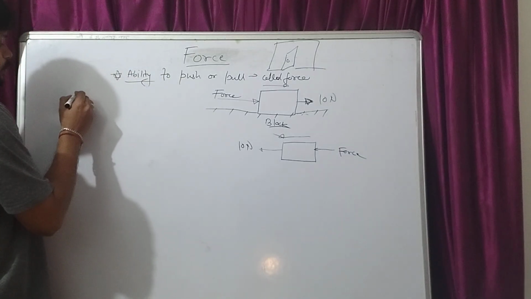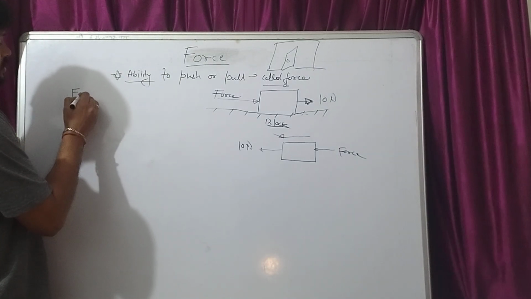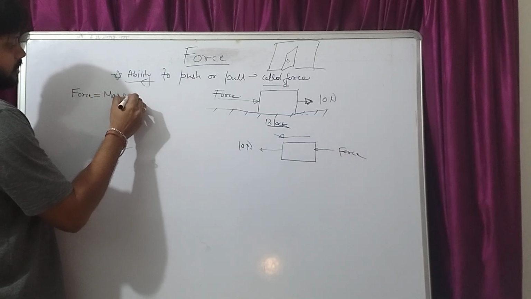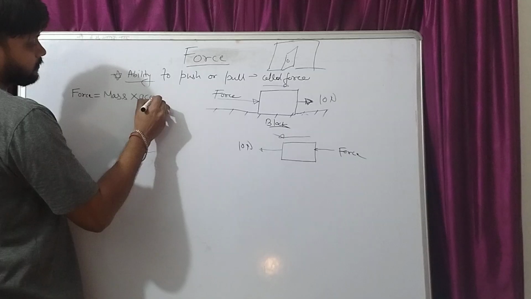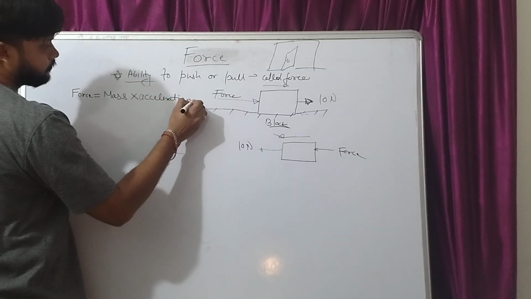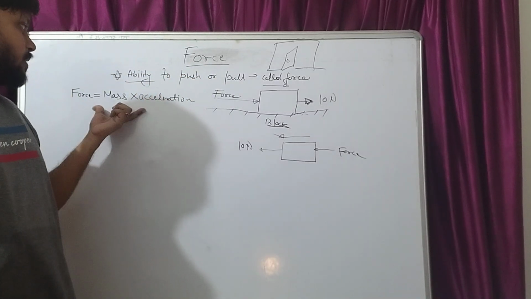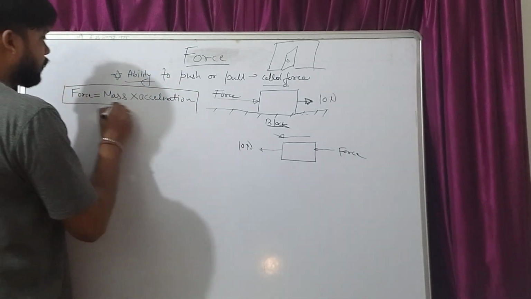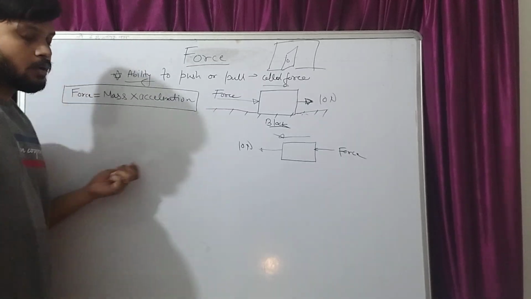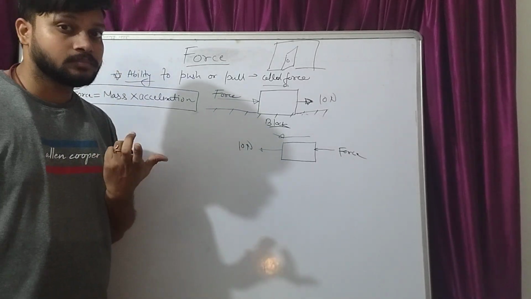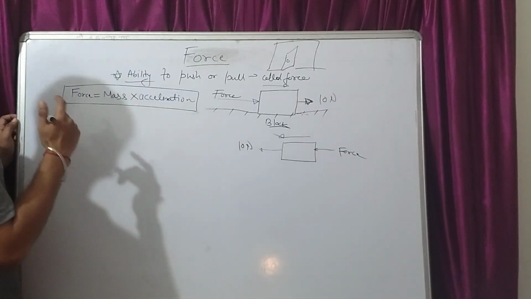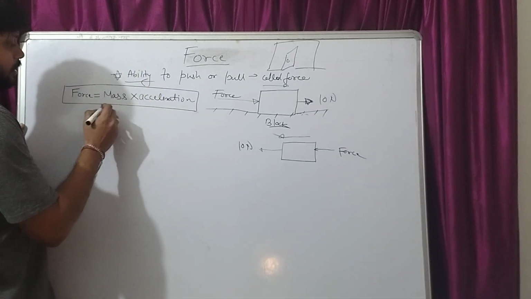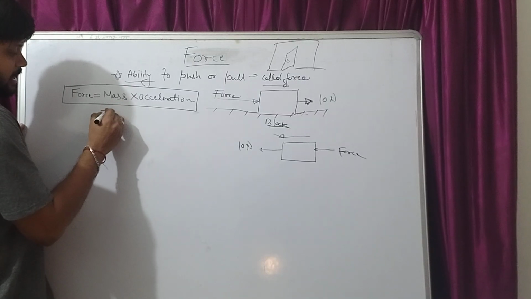Now, what is the formula of force? Force is equal to mass into acceleration. One question I will ask everybody: what is acceleration? Let me tell you. First of all, force is equal to mass into acceleration. Now, in a simple way, we can write F.